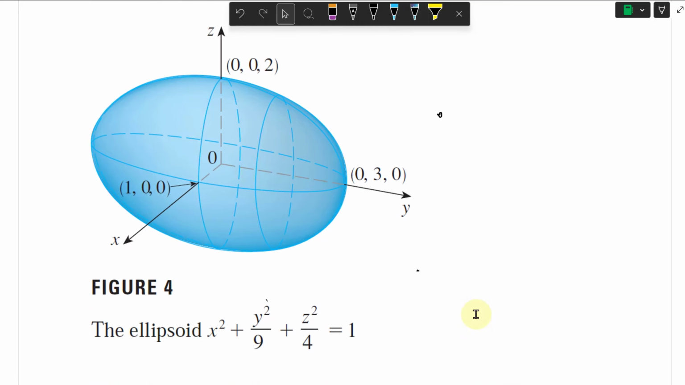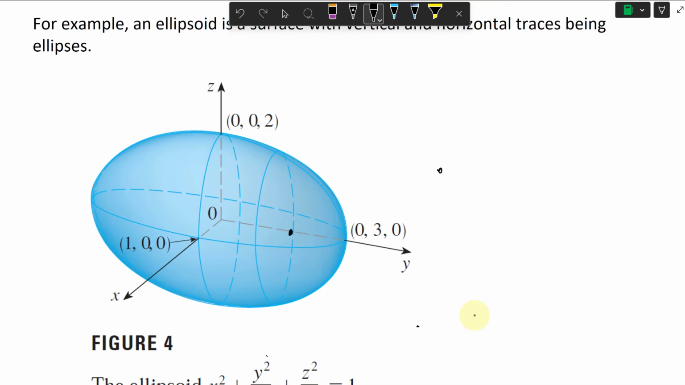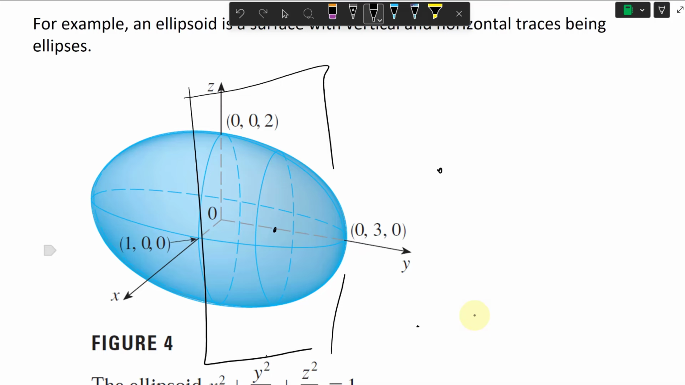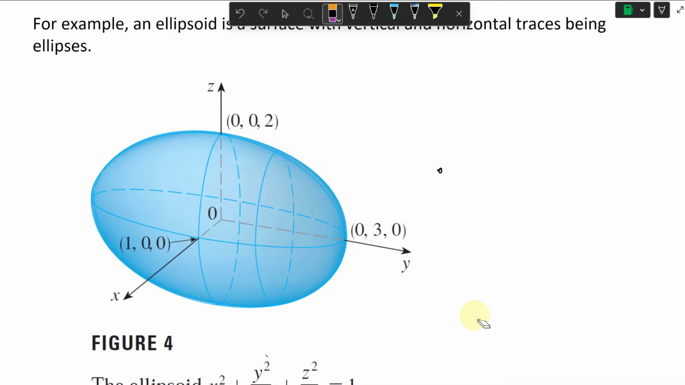All right, and then again, that's at y equals k. So for example, if you have y equals 2, it already has a trace for us. You can have a vertical plane like that, and then this is cut there, and this is at y equals 2. You get a vertical trace like that.